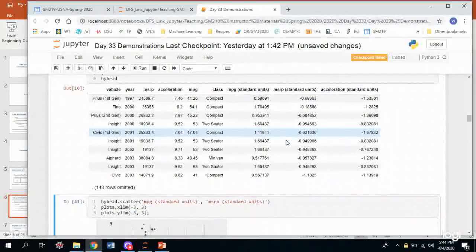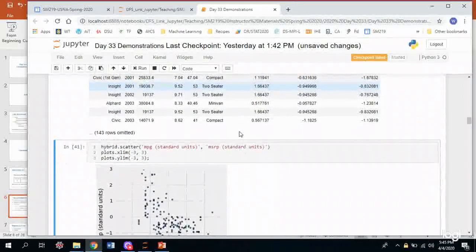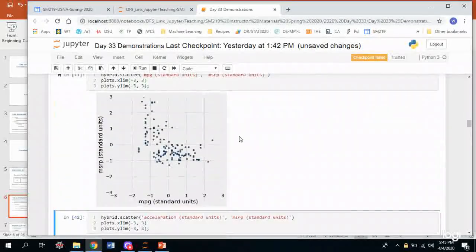Here we have them. And remember that a standard unit of 0.59 like this means that the mileage per gallon for this car is slightly higher than the average. It's 0.6 standard deviations above the average. Here's a car that's 1.76 standard deviations above the average. Sometimes the prices might be lower than the average, and this one's about 0.6 standard deviations below the average for the prices.